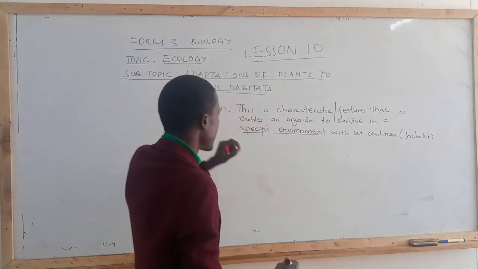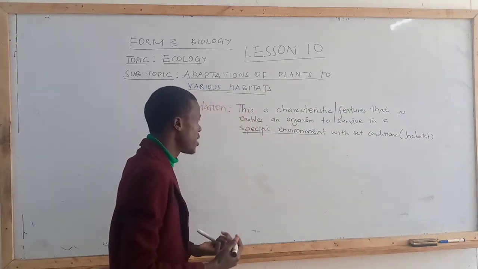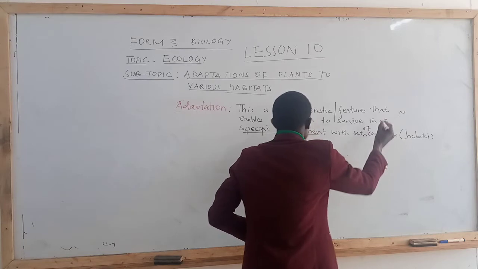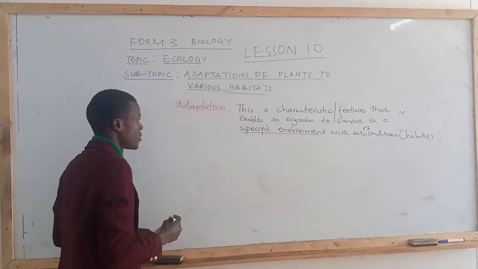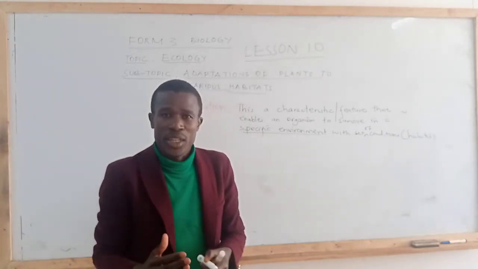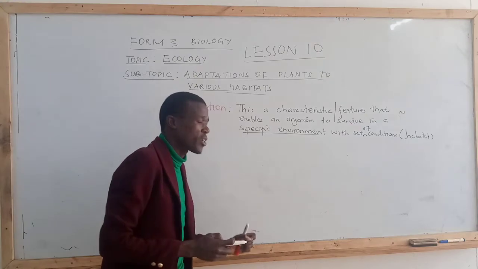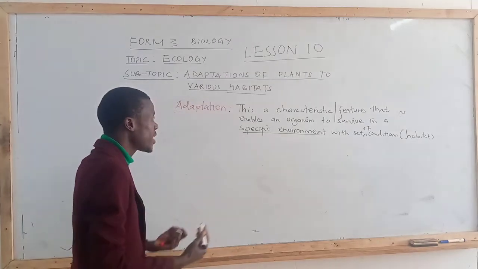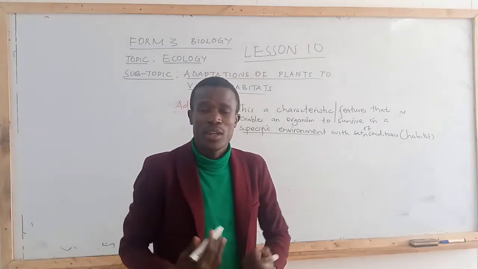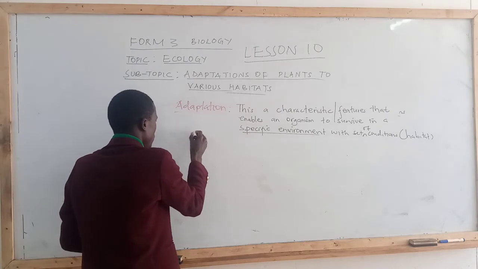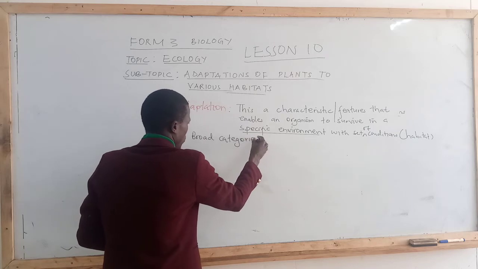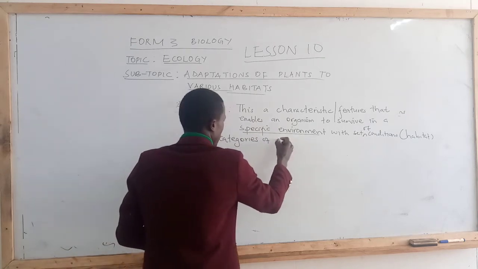The characteristic that enables an organism to survive in a specific environment with a set of conditions is what we call adaptations. An organism must have the adaptations to enable it survive in a specific environment. Now, what are the broad categories of adaptations that an organism may have to enable it survive?